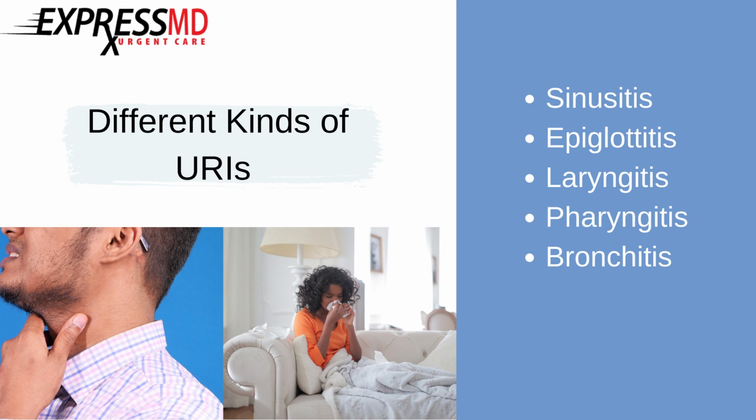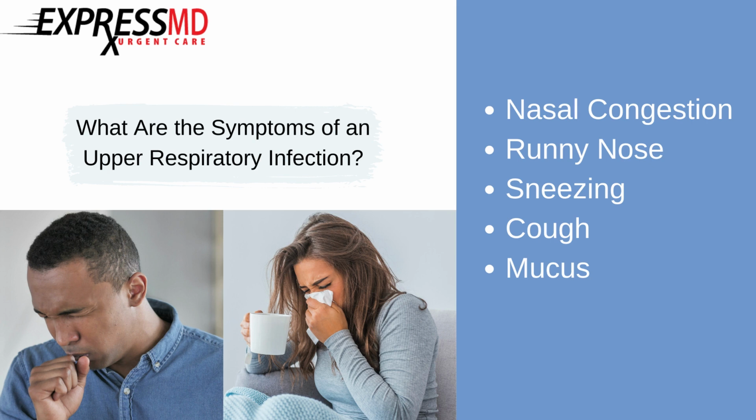So now that we've described all of these different conditions, we can finally address the title of this video. What are the symptoms of acute upper respiratory infections? So the most common symptoms of URIs are runny nose, nasal congestion, sneezing, a cough with or without wheezing, and mucus production. URI symptoms can also include sinus pain, a sore throat, and ear discomfort.